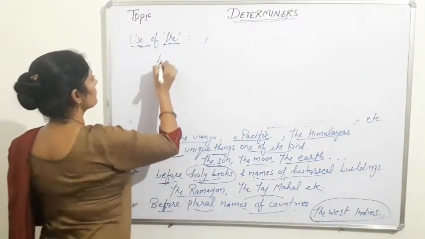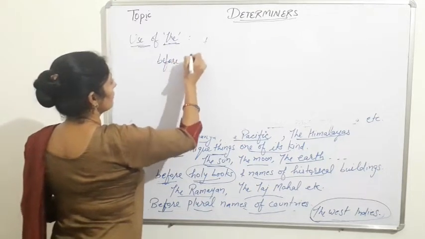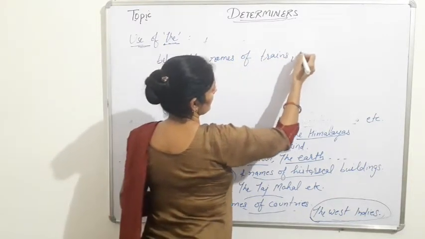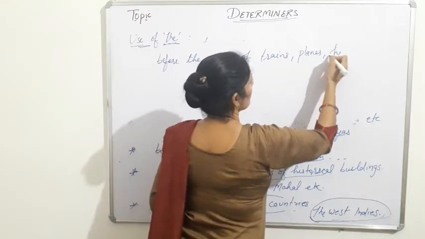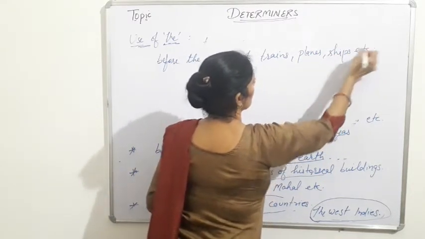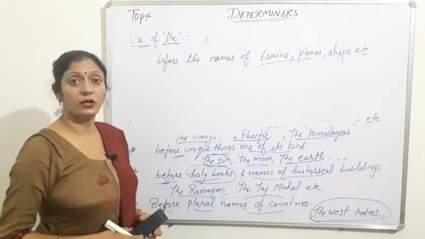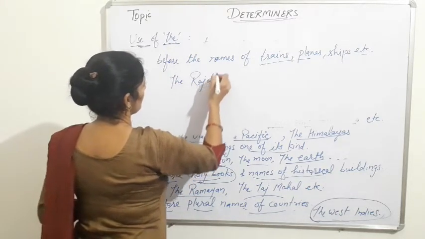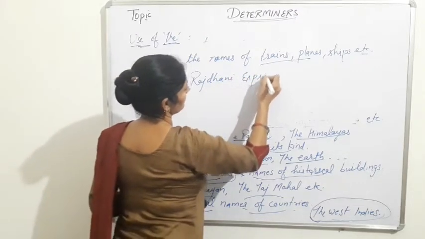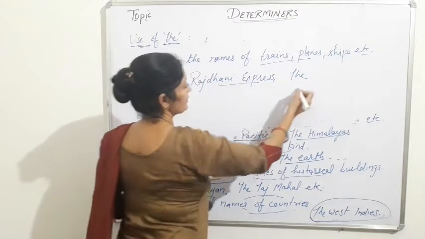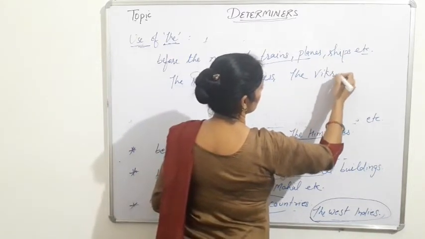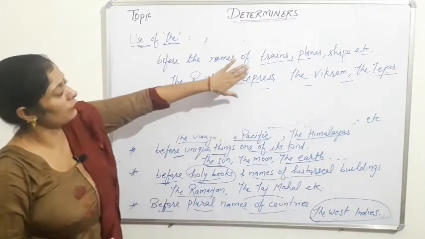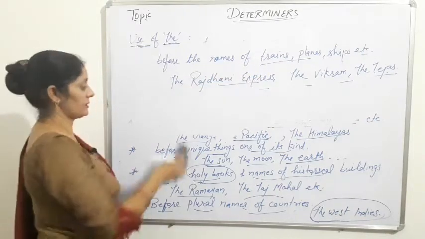Next use is before the names of trains, planes, ships, etc. Before the name of a train, plane or ship, as I say, the Rajdhani Express, this one is a train, the Vikram, the Tejas, etc. Before the names of trains, planes or ships.